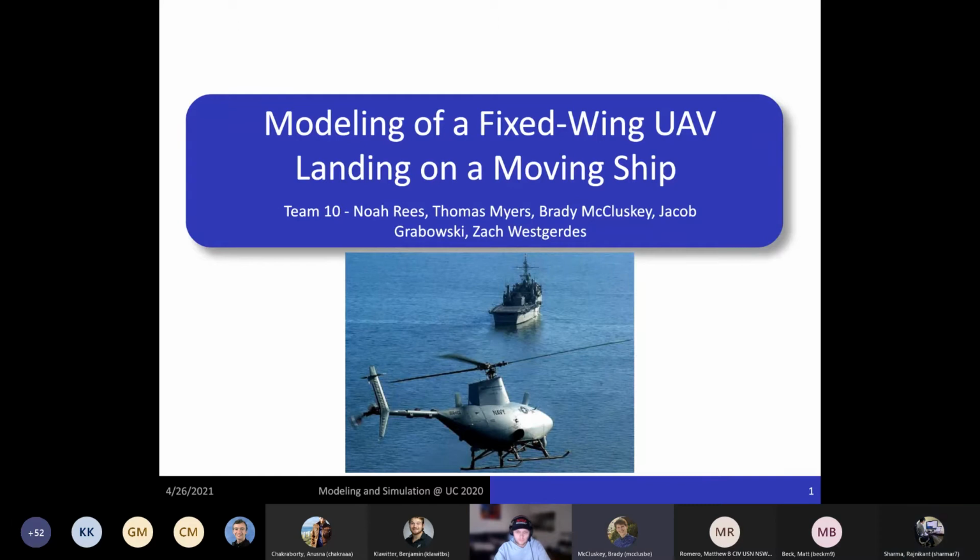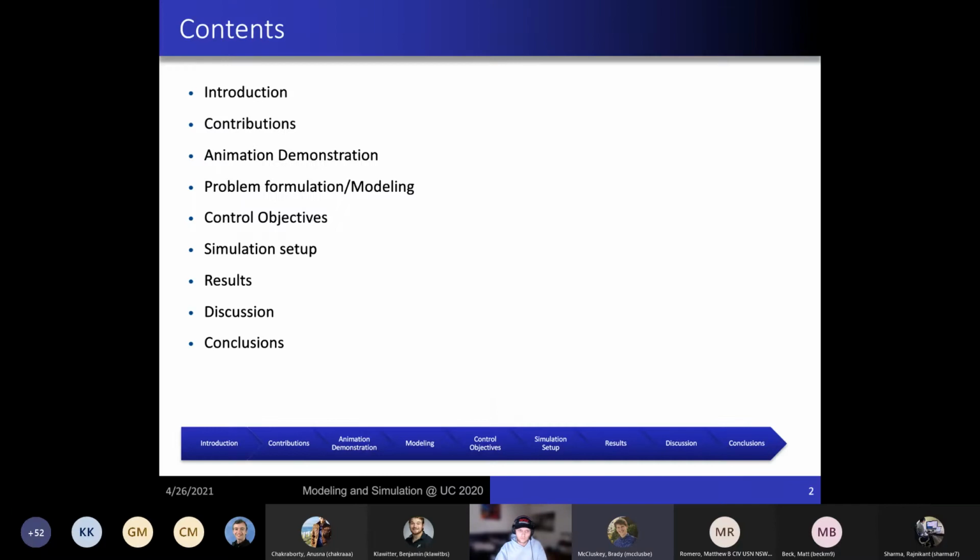We are Team 10. My name is Brady, and I worked with Noah, Thomas, Jacob, and Zach. We did our project on the modeling of a fixed wing UAV landing on a moving ship. This is just a brief summary of all the different topics that we will be discussing today.